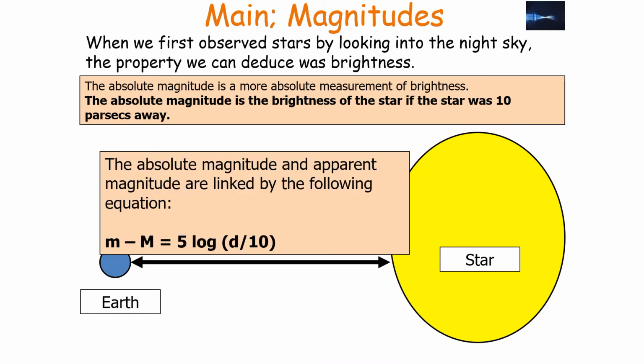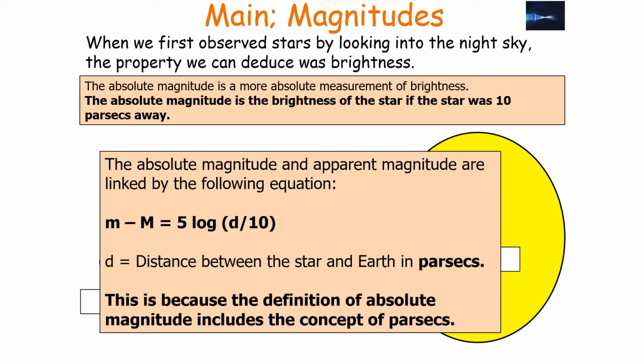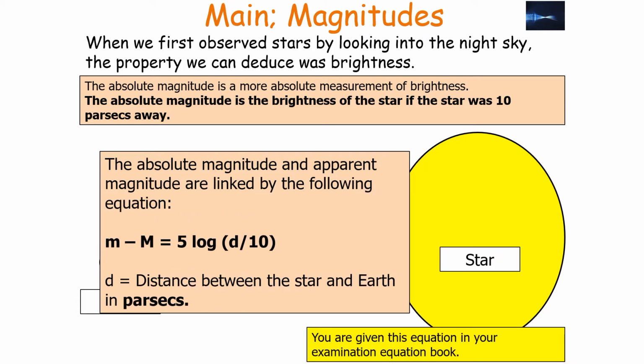Now the two ideas, absolute and apparent magnitude, are linked with the following equation: small m minus big M equals 5 log d over 10, where d is the distance between the star and the Earth in parsecs. This is because the definition of absolute magnitude includes the concept of parsecs. So you can then work out values by using this equation given in your examination book.